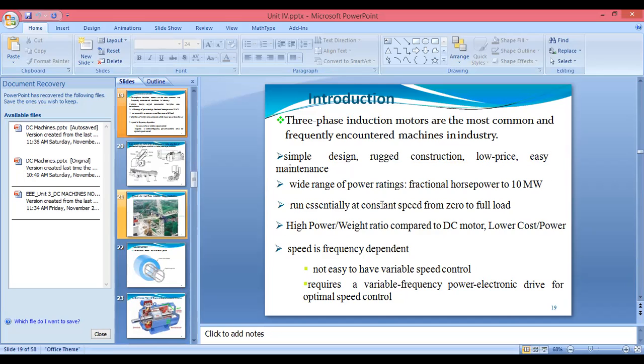It runs essentially at constant speed from 0 to full load. High power and weight ratio compared to the DC motor. So these are some advantages, some features over the DC motor, because it is very easy to use, it is having easy maintenance, its cost is less as compared to the DC machine. Its speed is frequency dependent.